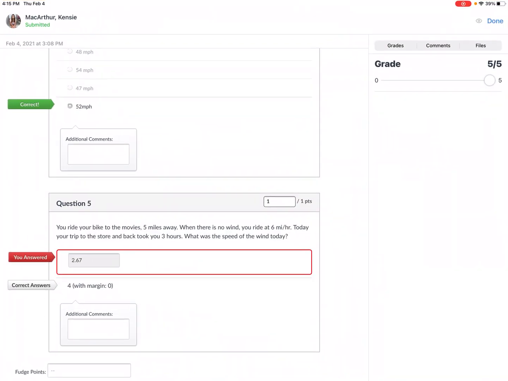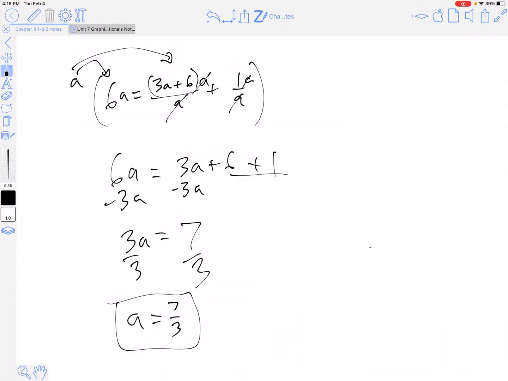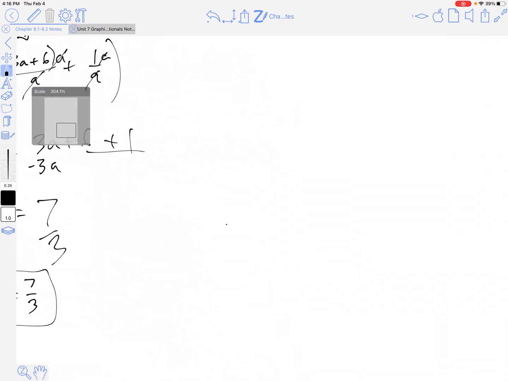You ride your bike to the movies 5 miles away when there's no wind. When there is no wind, you ride at 6 miles per hour. Today, your trip to the movies and back took you 3 hours. What was the speed of the wind today? I don't know if I did an example of wind, but we did an example of the river current, which is kind of the same idea. So you're traveling 5 miles, and you have your rate, 6 miles per hour. So time equals distance divided by rate. That's where this is coming from.